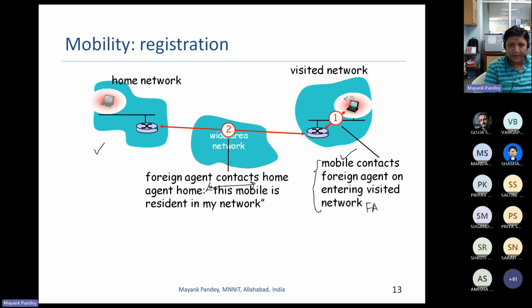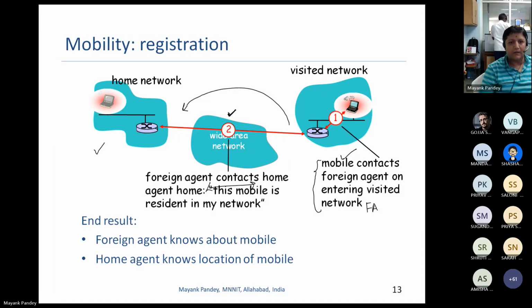The foreign agent will contact the home agent of the mobile node and inform it, brother, one of your people has come to me. The foreign agent contacts the home agent and informs that this mobile has arrived in my area and this is your mobile. The end result is that the foreign agent knows about the mobile and the home agent knows about the location of the mobile.